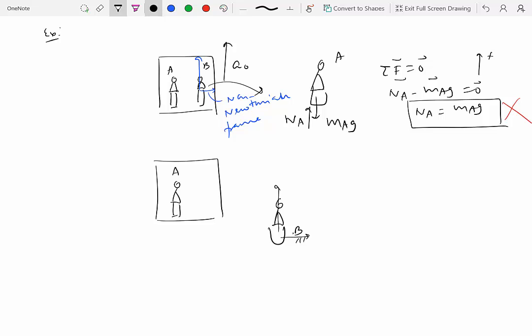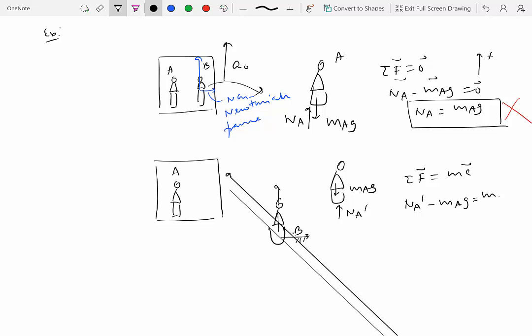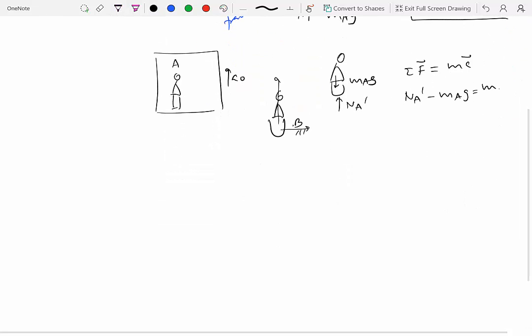And now he draws a free body diagram once again, which is not going to change, by the way. So we'll call it N_A prime. And of course, your weight is still the same because that's the gravitational pull from the center of the earth on you. And now he says sigma F is equal to m times acceleration. We have forces on the left hand side. On the right hand side, we have m times acceleration. Now the acceleration of A will be the same as the acceleration of the elevator, because you're not moving with respect to the elevator.